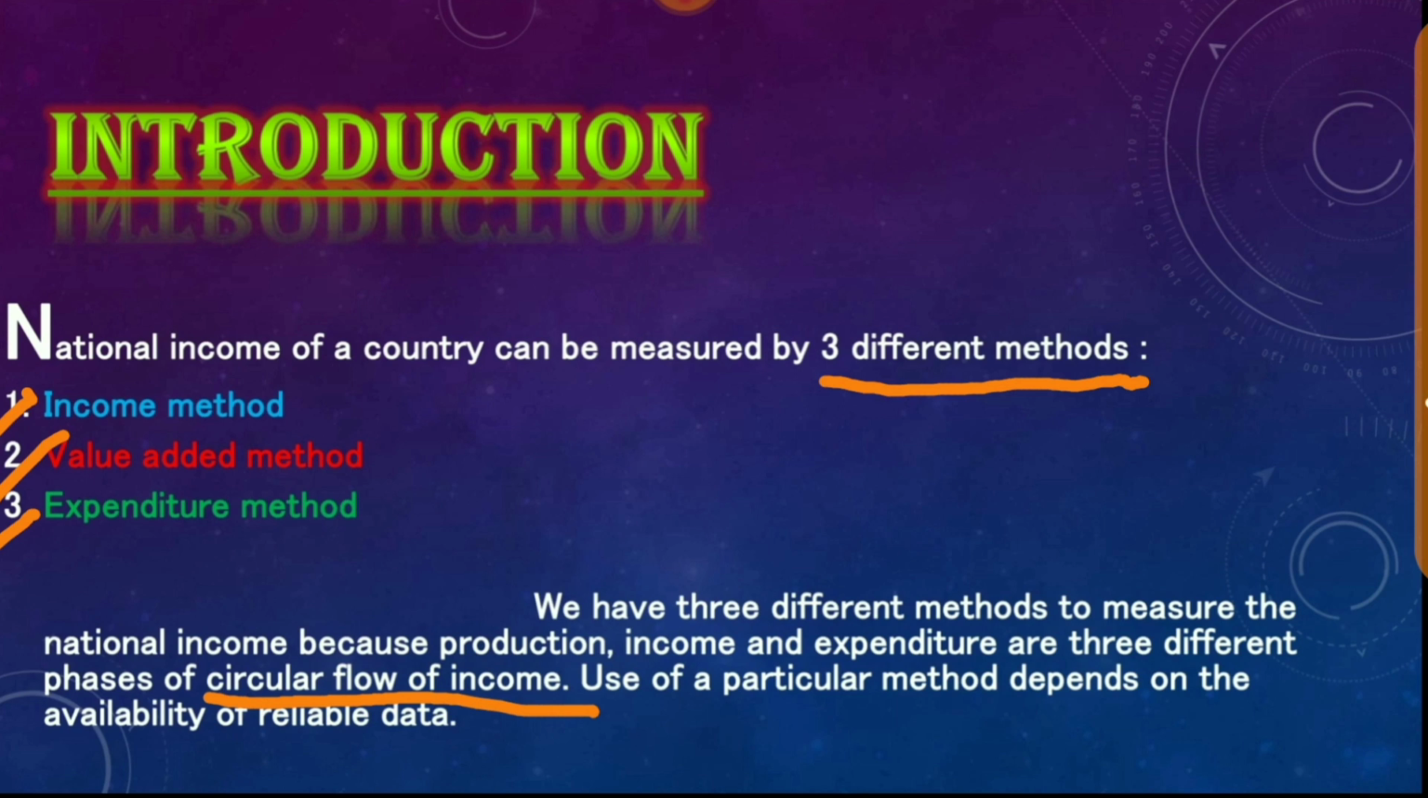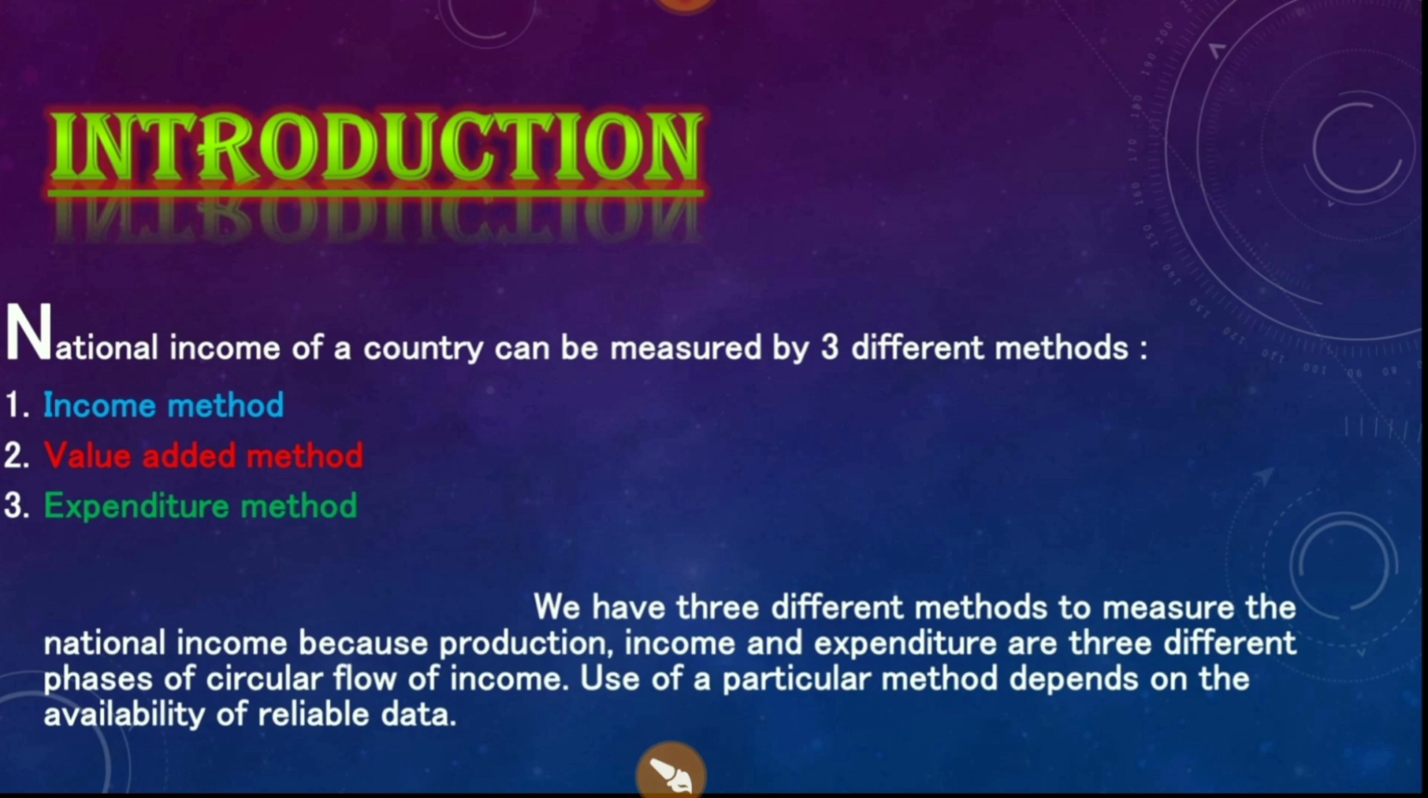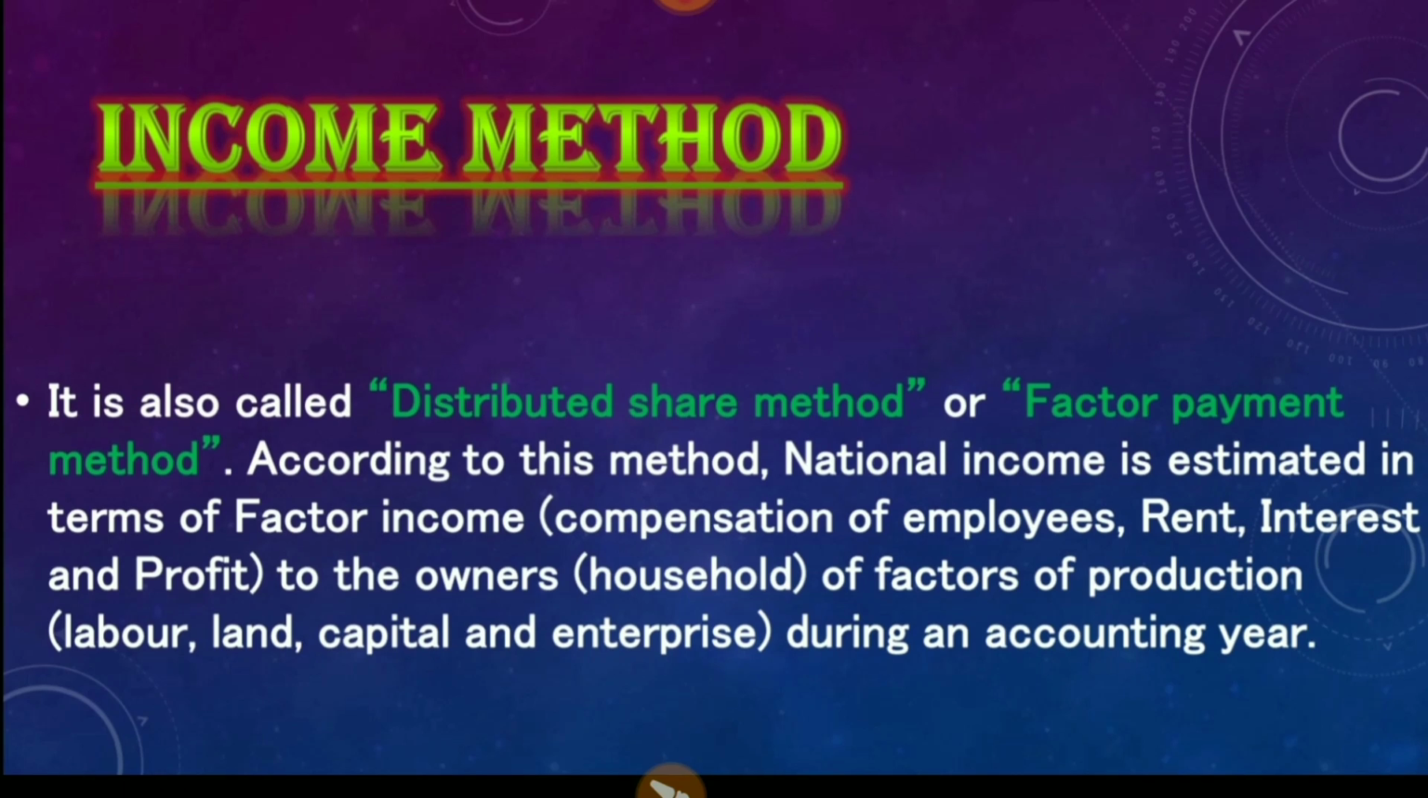Students, you must note that all three methods give the same value of national income because they are used to measure the same physical output at three different phases. In India, the task of estimating national income is assigned to the Central Statistical Organisation, that is CSO. But in this video, students, we will talk about only the income method. Firstly, we talk about what the income method is.